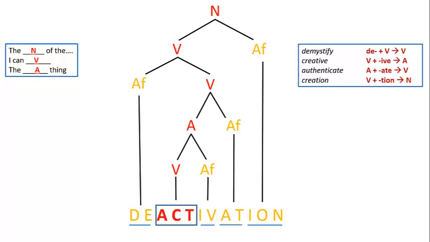At each stage, we have a situation where we only have 2 branches joining together, so we're following the binarity requirement. And we also label each level according to the syntactic category of the word underneath it that it represents. And there's our completed morphological analysis of deactivation.